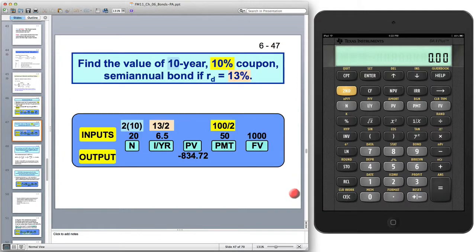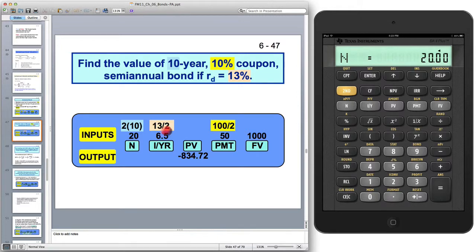Let's do an example. Find the value of a 10-year, 10% coupon semi-annual bond if the market discount rate is 13%. So what will your inputs be? It's 10 years. So 10 years, typically we would do n equals 10. But now we have to do 2 times 10, that's 20. So let's enter 20, and that's N. So it's not that your bond is 20 years, but there are 20 time periods over which the interest will be compounded.